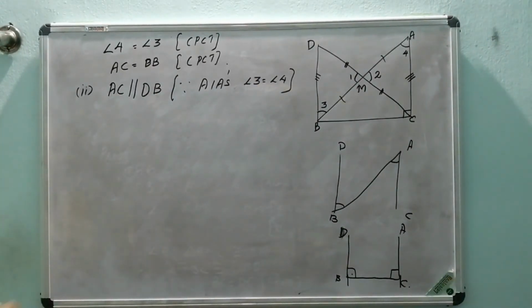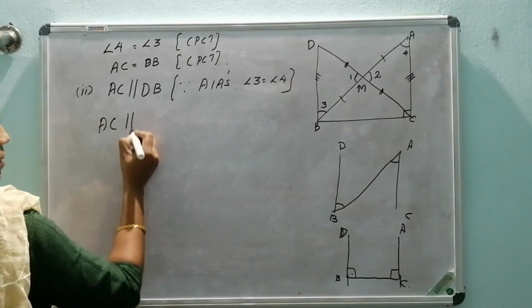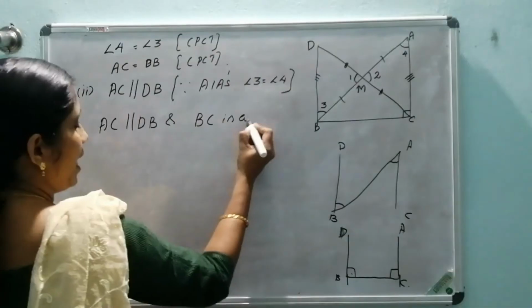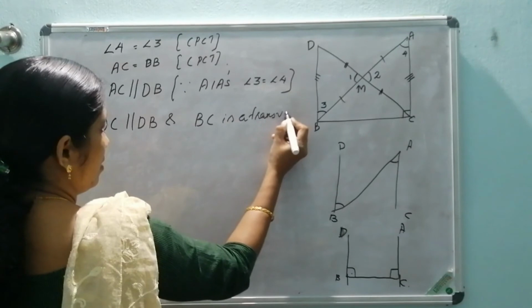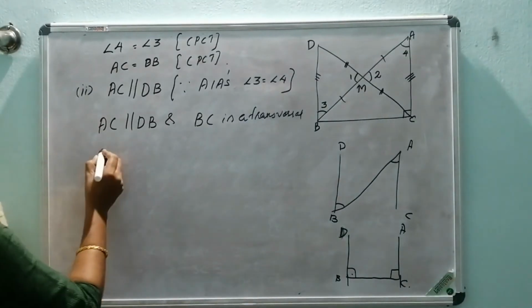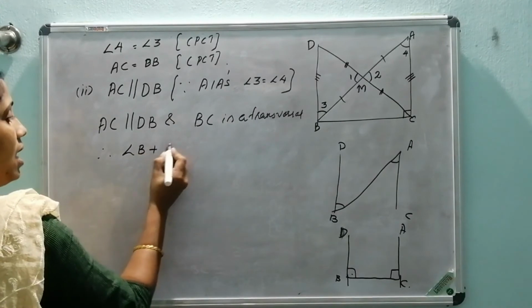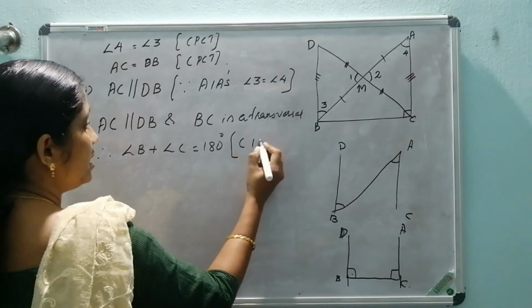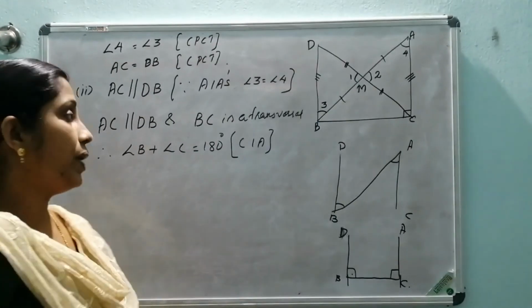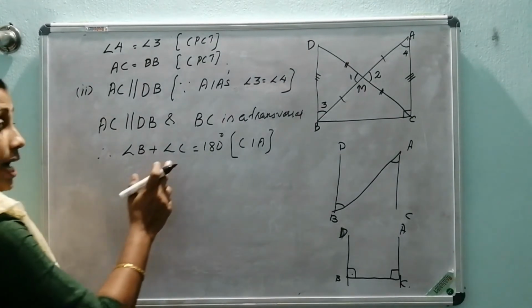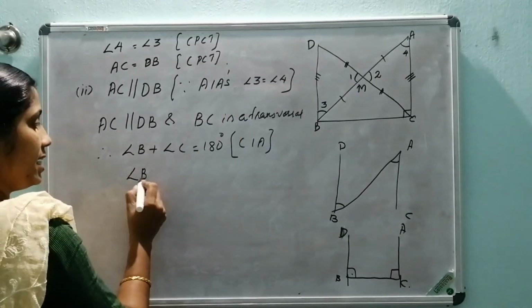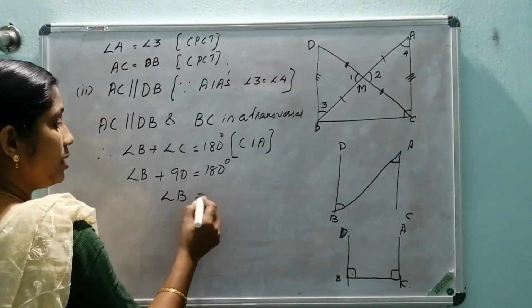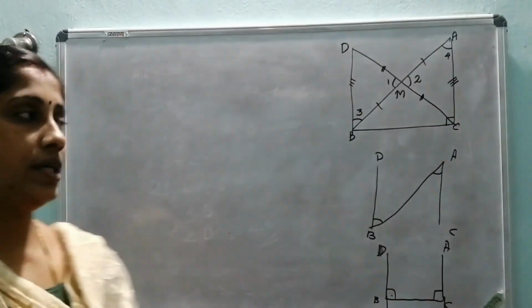Next we can write AC parallel to DB and BC is a transversal. Therefore, angle B plus angle C is equal to 180 degrees. Reason: since co-interior angles are supplementary. And what about angle C? It is already 90 degrees, given. Angle B plus 90 is equal to 180 degrees. Therefore, angle B is equal to 180 minus 90.